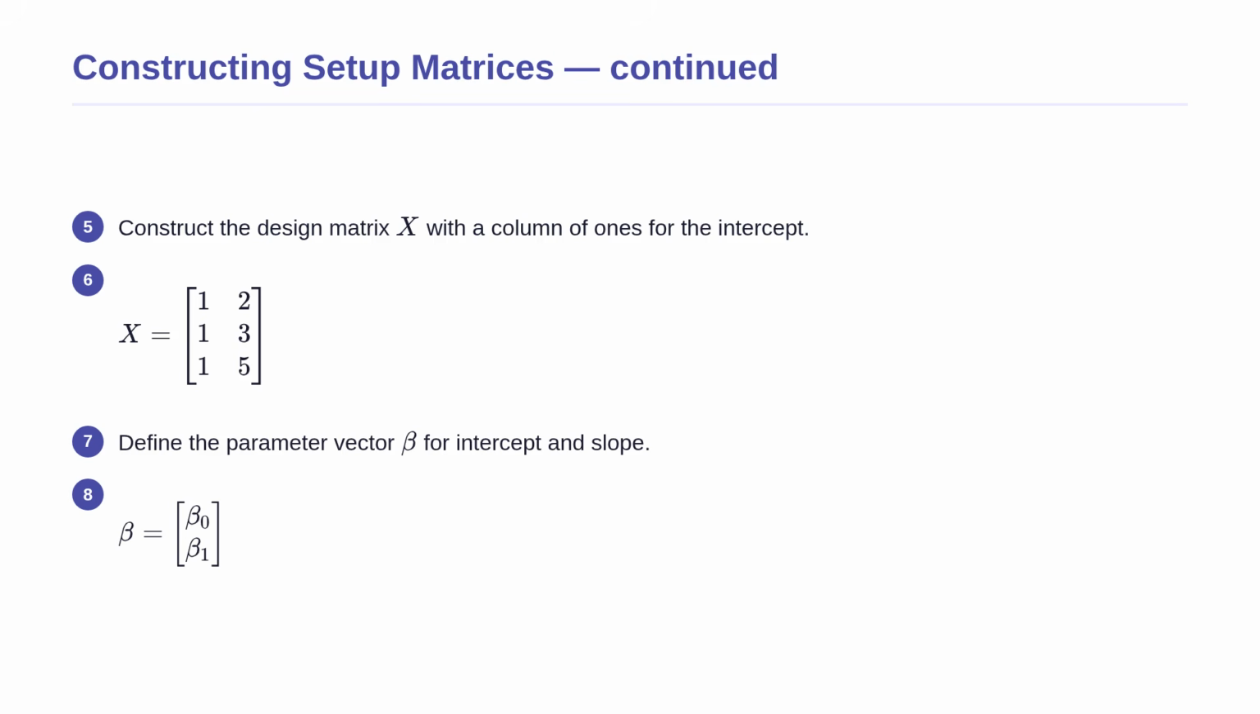We also define the parameter vector beta. Beta 0 represents the unknown intercept and beta 1 represents the unknown slope, which tells us how much the score increases per hour of study. Our goal in regression is to find the best numbers for this vector.